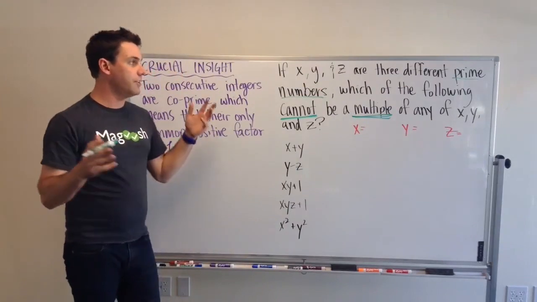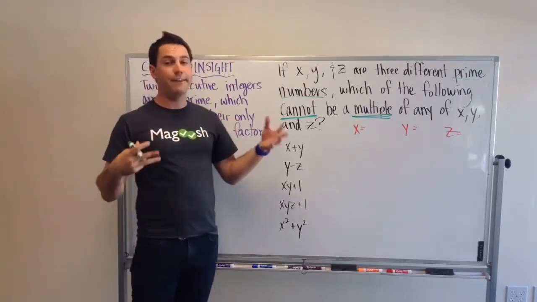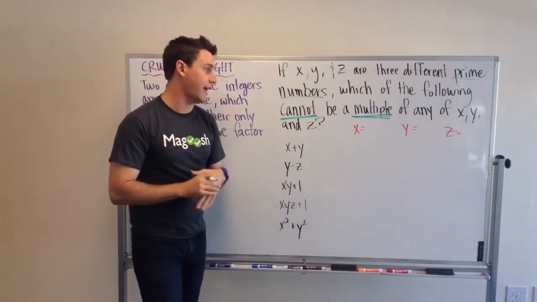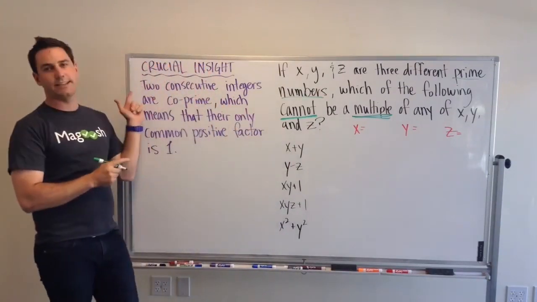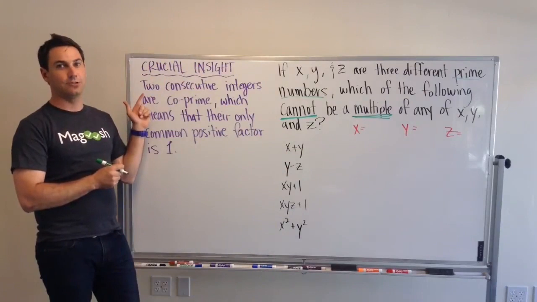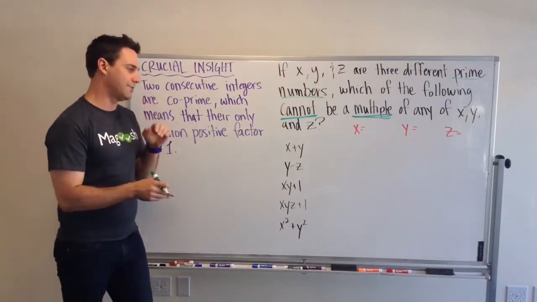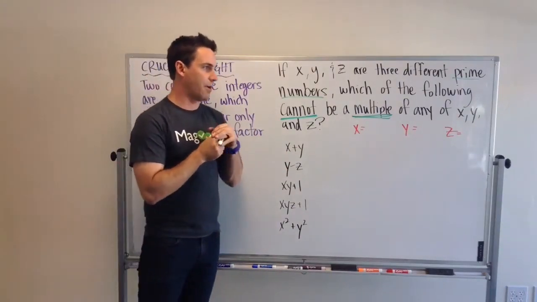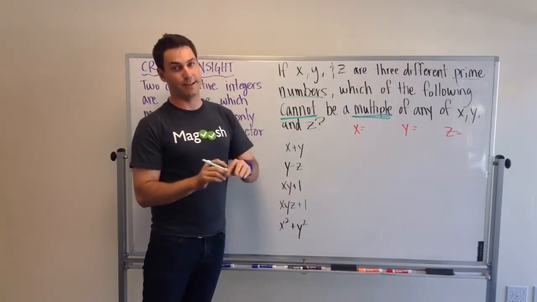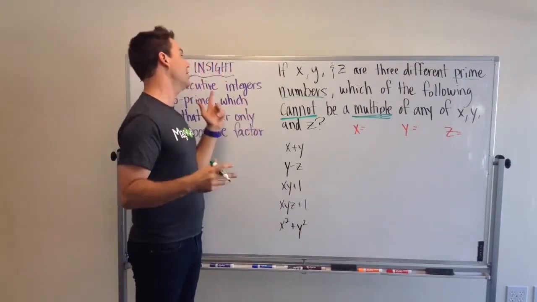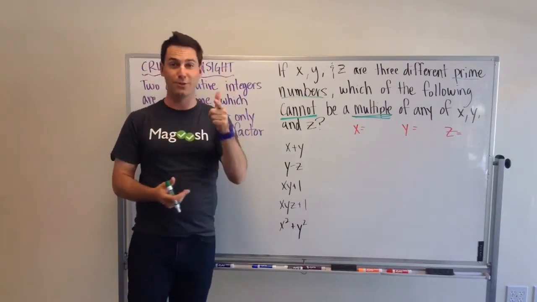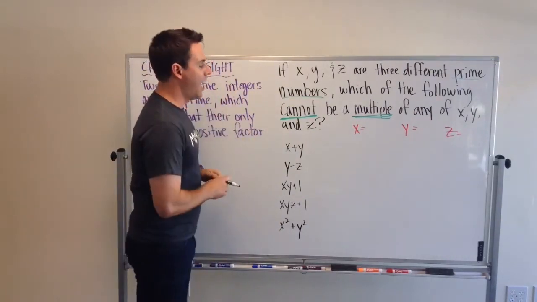For these types of questions, you can dive in and just plug in numbers for x, y, and z. Although there is a crucial insight, which I will get to, which will save you a lot of time. If you know your properties of numbers, you can definitely save a lot of time on the test. But let's take a look at how you would solve this if you didn't know this crucial insight, which you will know by the end of the video.